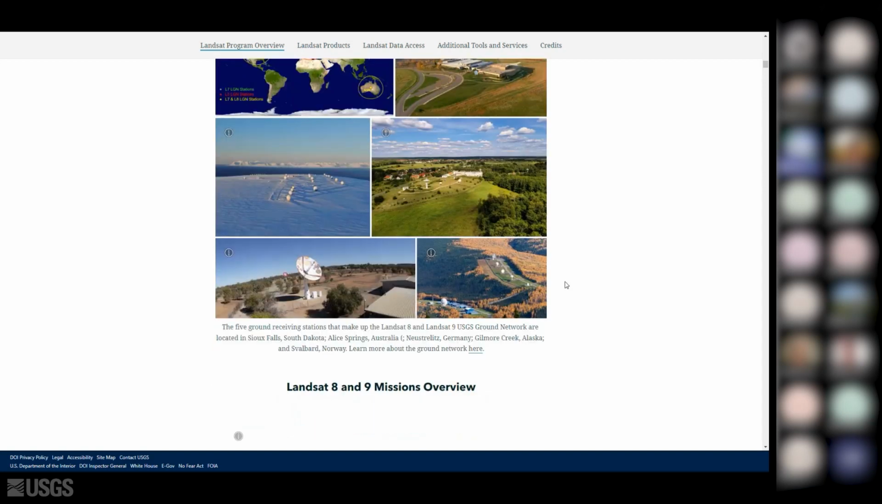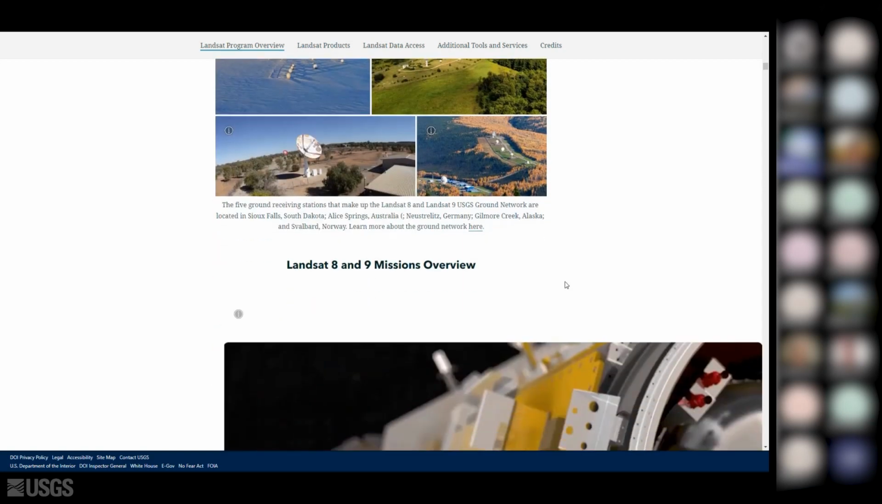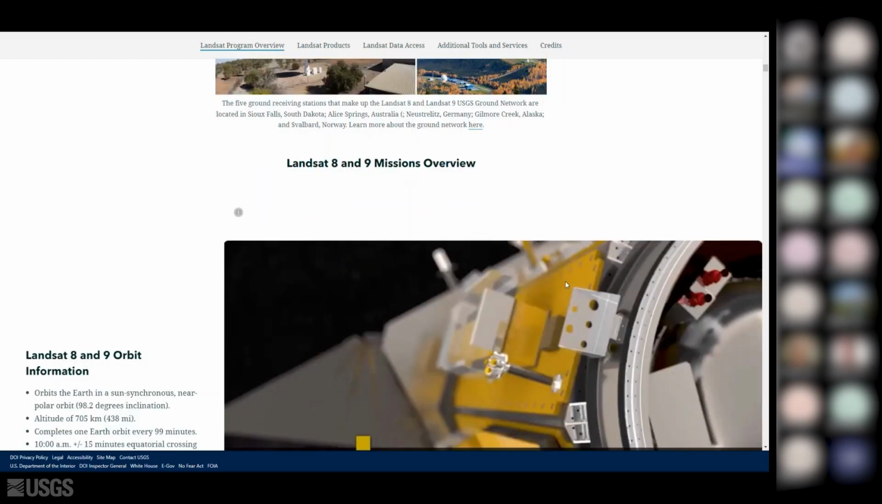So with that, I'll go through a brief overview of the Landsat 8 and 9 missions and describe the characteristics. I just want to make a note that Landsat 9 is a copy of Landsat 8 by design. So a lot of the information that will be given here applies to both, but there are some minor differences with the instruments on board Landsat 9 that I'll point out when they come up.